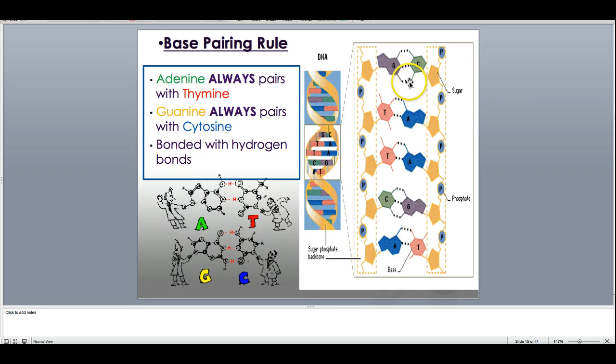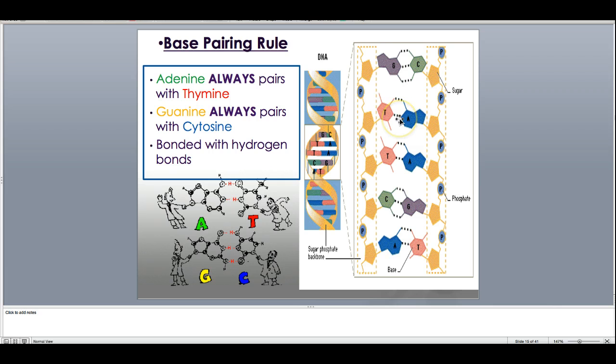And I told you before that that's going to be important when we talk about DNA replication, but these little dots, these little dotted lines right here, right here, right here, those are all significant. Those are representing the hydrogen bonds. So there's 3 between these, and there's 2 between these.